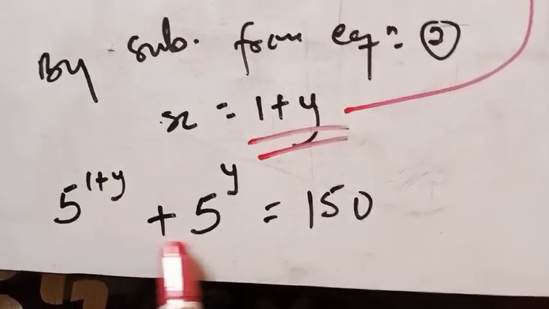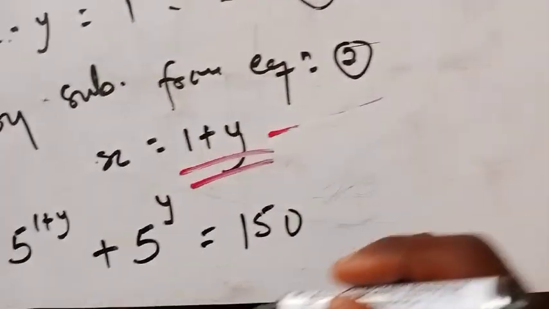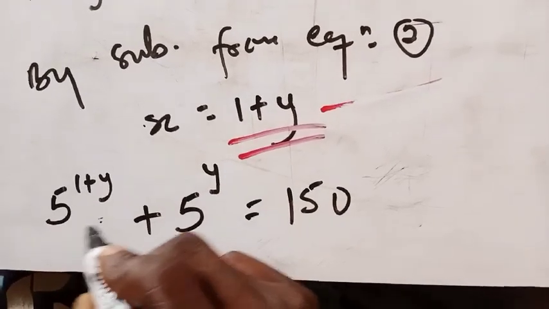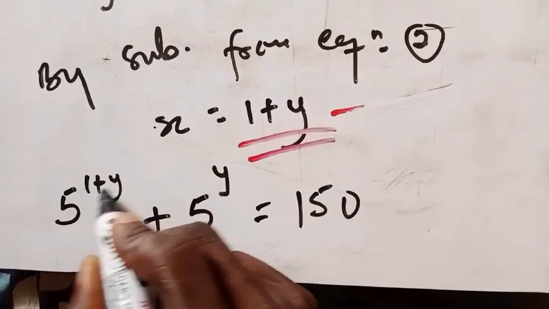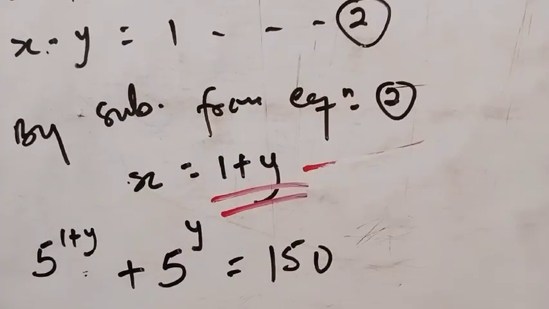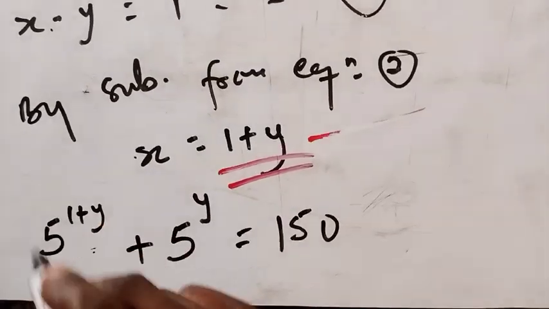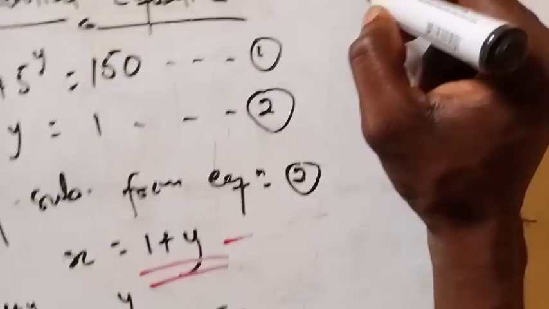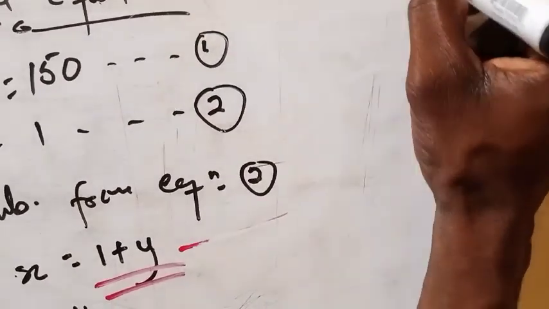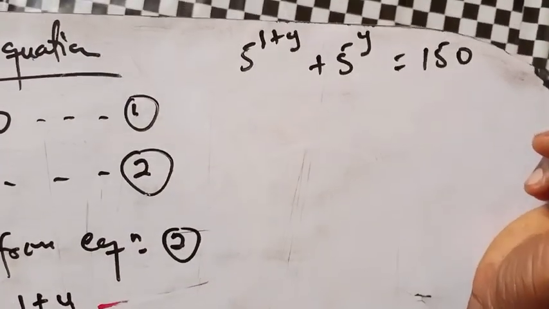Now, how can we proceed from this point? One law of indices says that if two terms are multiplying and the bases are the same, you can easily add their exponents. If you don't know that law, just check below. From here we can apply that law on only this part. So we have 5 raised to the power (1 plus y), plus 5 raised to the power y, everything is equal to 150. This is what you're having.